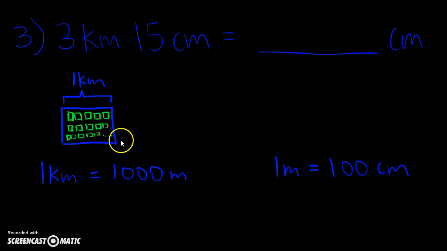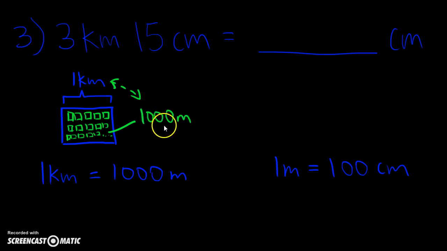But I know that inside there are 1000 of these meter packets, and my 1 kilometer is the same as 1000 meters, and 1000 meters is the same as 1 kilometer. I can just convert it because it's just a different name. 1000 meters, you give it another name, it's 1 kilometer. 1 kilometer, you give it another name, it's 1000 meters.